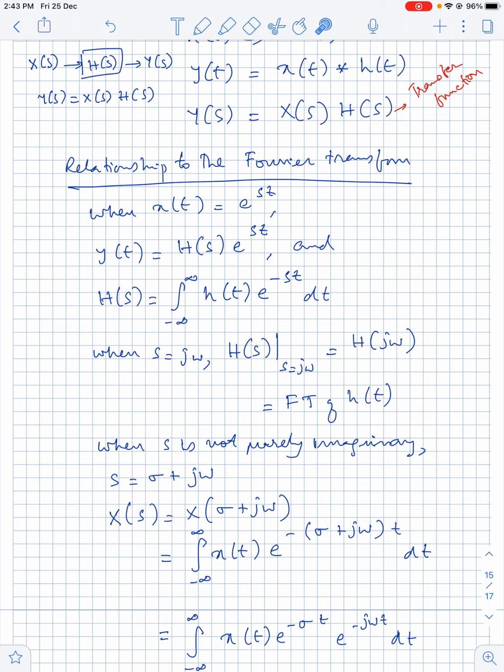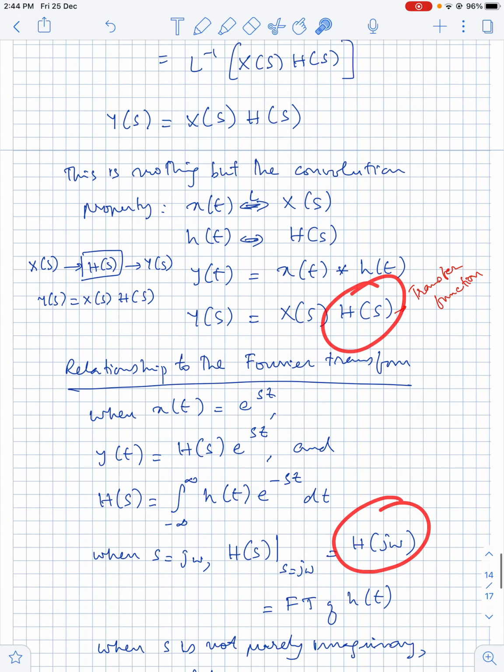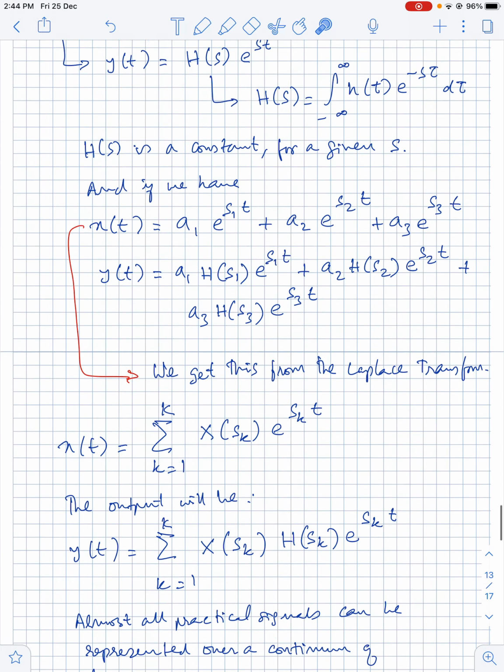In the time domain, the system is represented by h of t, which is the impulse response. In the Laplace domain, it is represented by the transfer function, and in the Fourier domain, it is represented by H of j omega, right? In this particular case, it has a special name, which is the frequency response. So this is the transfer function, this is the frequency response, and this is my impulse response.